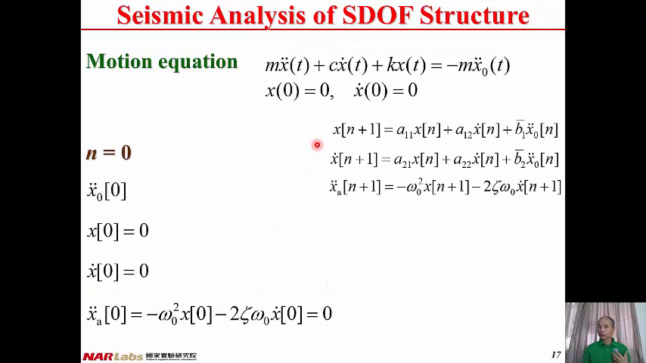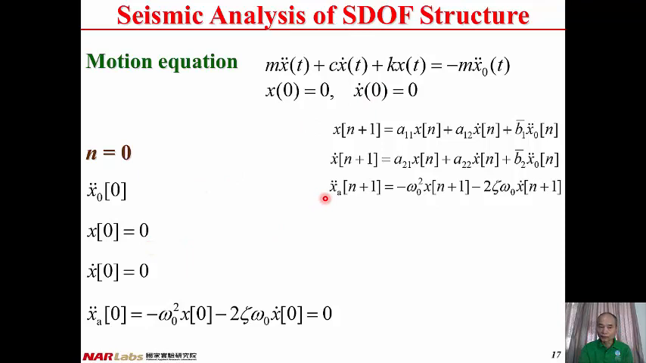Therefore, we have three equations. One equation for the displacement is a difference equation. One equation for the relative velocity is a first-order difference equation. Another equation for the absolute acceleration. When n equals 0, x0 double dot is given. The ground acceleration at step 0 is given, and x of 0 equals 0 is given by the initial displacement. x dot of 0 equals 0 is given by the initial velocity.